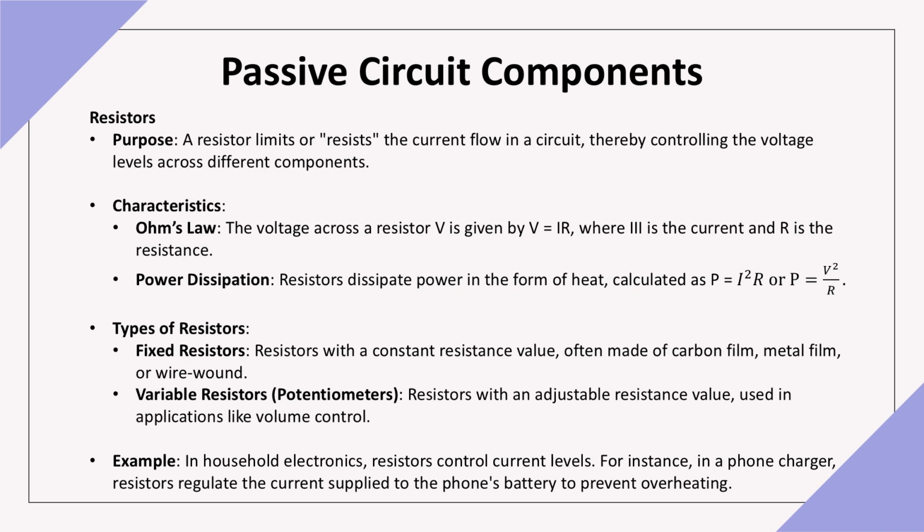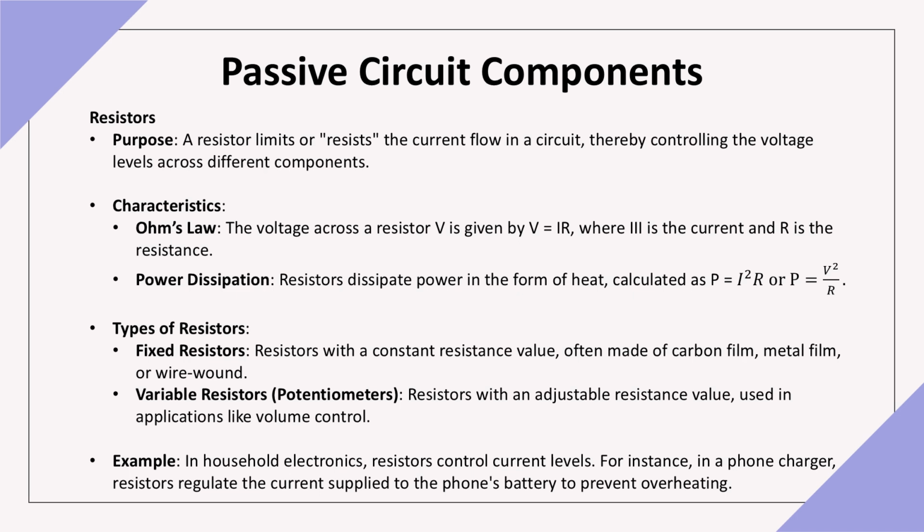Passive components in DC circuits do not produce energy, but influence how electrical energy flows through the circuit. The primary passive components are resistors, capacitors, and inductors. Our first passive circuit component is the resistor. These components play a crucial role in controlling current flow, much like a water valve controls water flow.